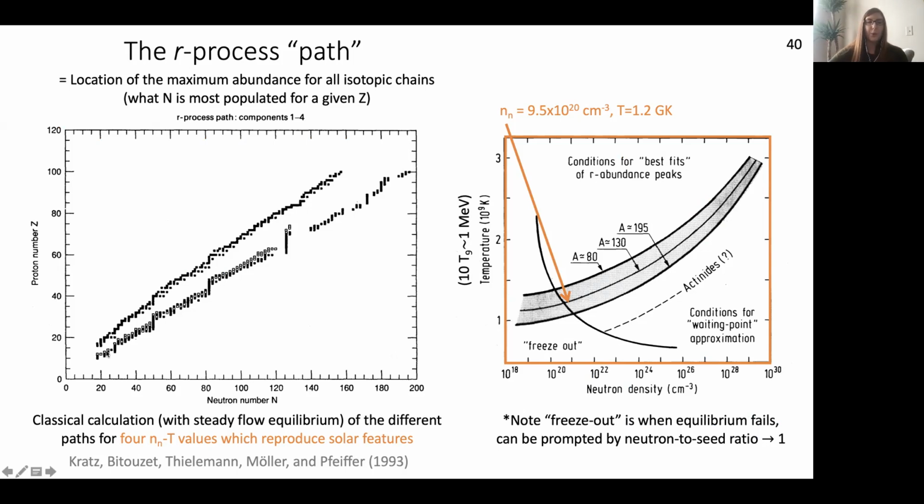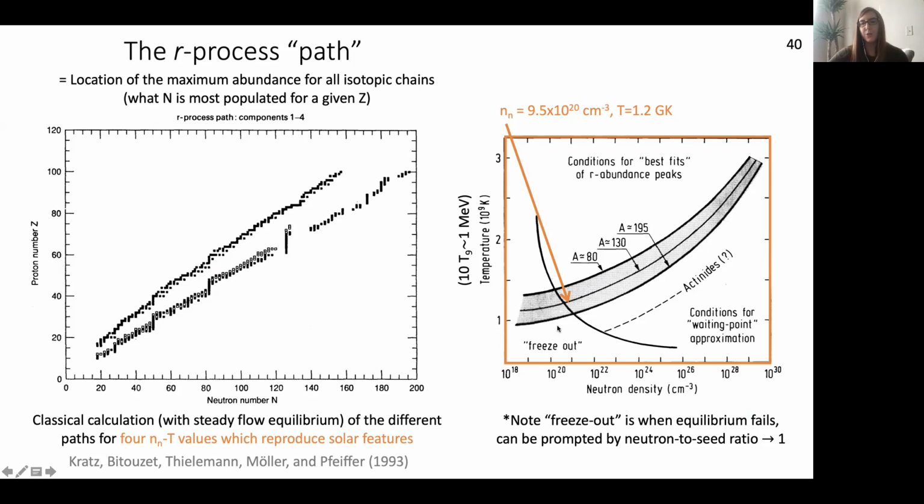Okay, so this idea of this path is again coming from the fact that you're setting your abundances by equilibrium and by steady beta flow. So you can just say where within the nuclear chart your abundances are sitting, okay?